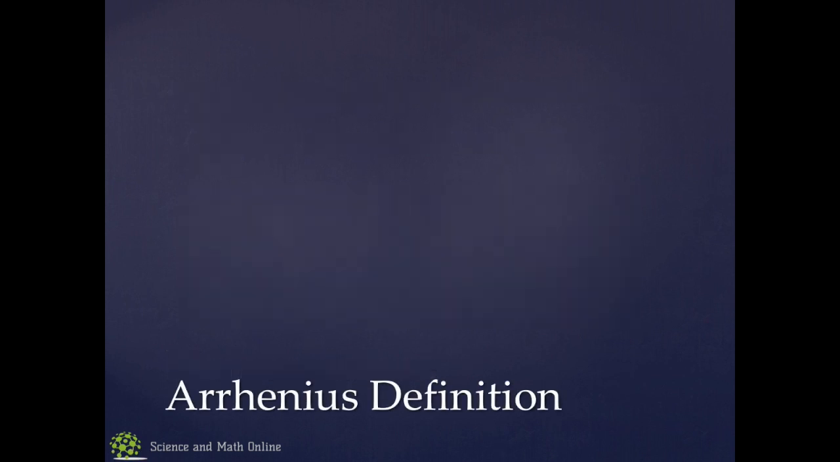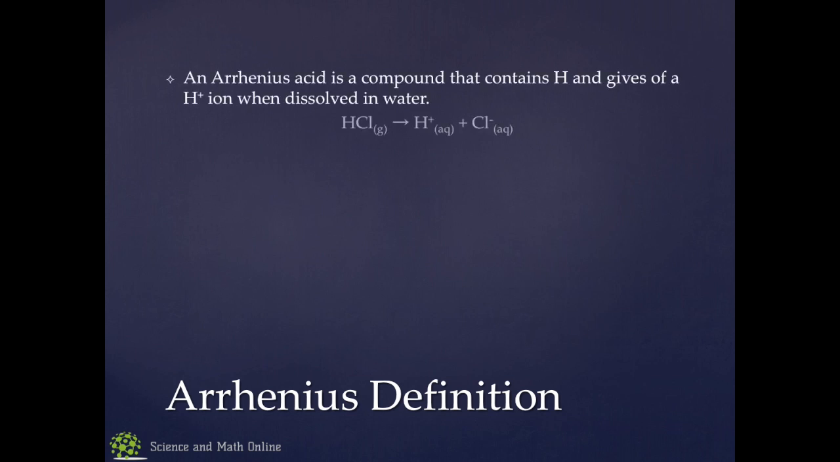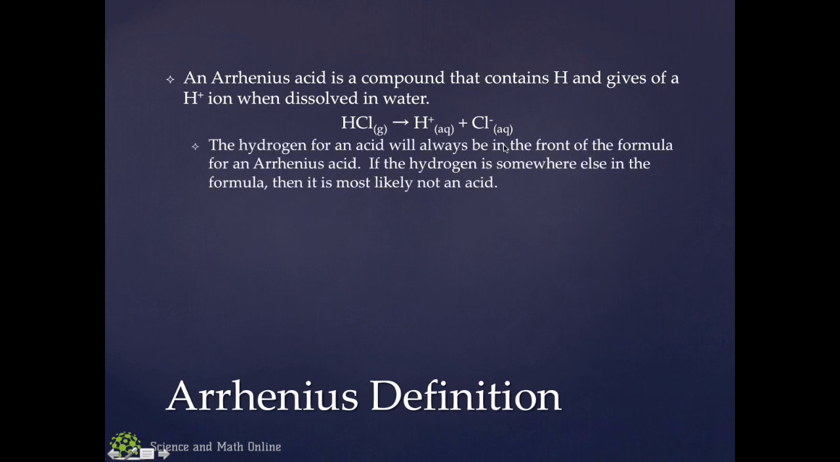All right, defining acids and bases. We've got a couple different ways of doing this. We're going to start with what's known as the Arrhenius definition. In the Arrhenius definition, an acid is something that has an H ion that it gives off. When it's dissolved in water, it gives off a hydrogen ion, also known as a proton. And it'll always be in the front of the formula, like this.